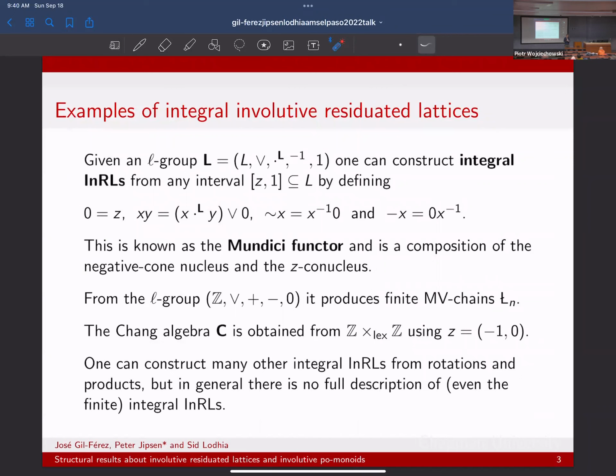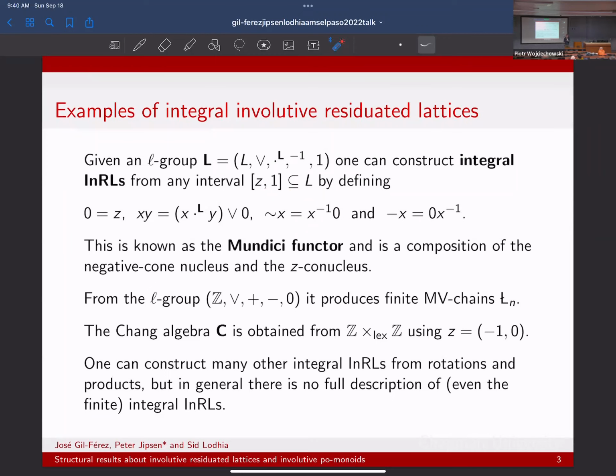The examples of integral involutive residuated lattices, there are lots of them. They're easy to construct, and what's relevant to this ordered structures meeting mostly is that we can construct them from an L-group, and we can do it by taking the identity of the L-group as an element, and then the interval to any element z below that. And if you restrict your operations to that interval in a suitable way, you get an integral involutive residuated lattice.